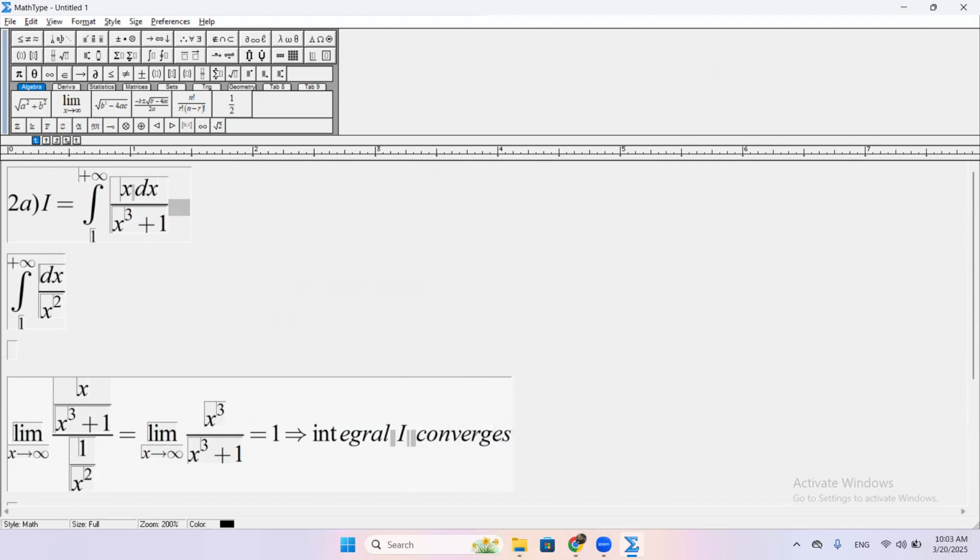And this is the final answer. We don't have to calculate this integral. Any questions about this exercise? Bogdan?